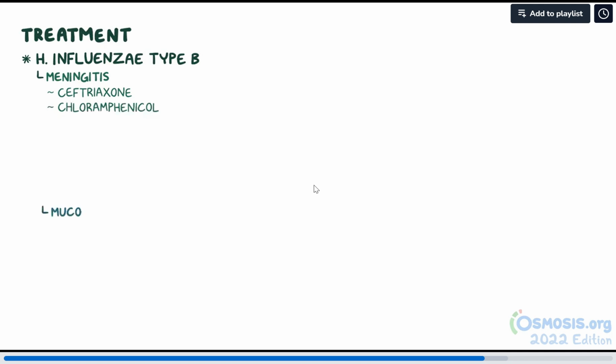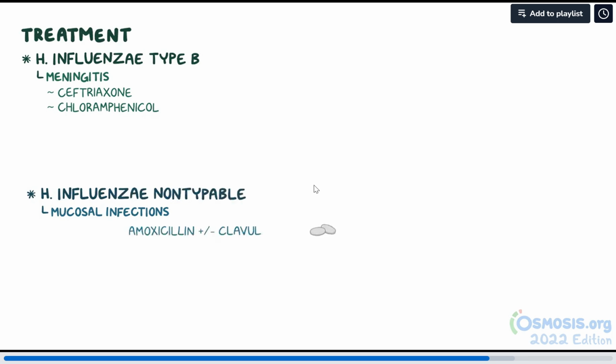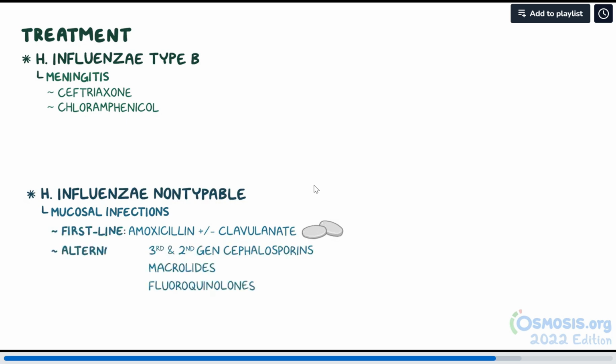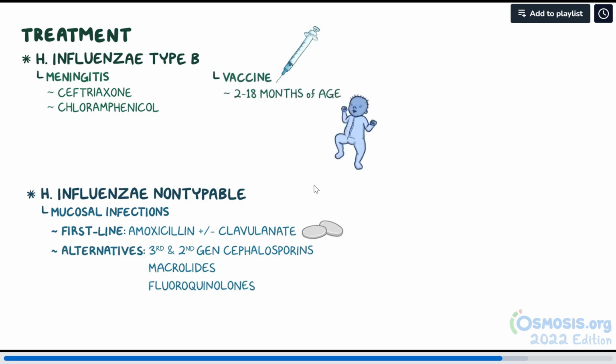On the other hand, mucosal infections with Haemophilus influenzae non-typable are treated with amoxicillin with or without clavulanate as a first line, with third and second generation cephalosporins, macrolides, or fluoroquinolones as an alternative. Finally, there is a vaccine for Haemophilus influenzae type B, which is recommended between 2 and 18 months of age.